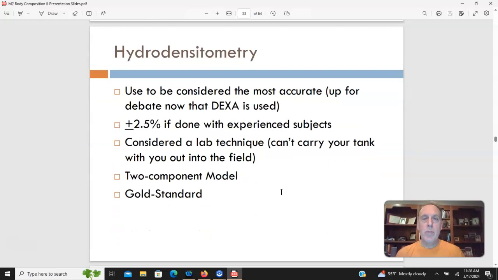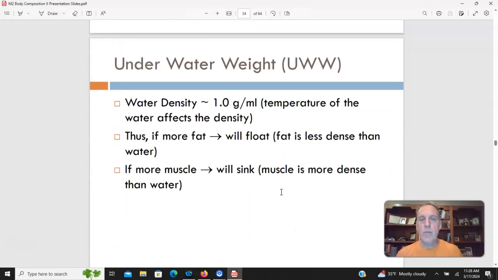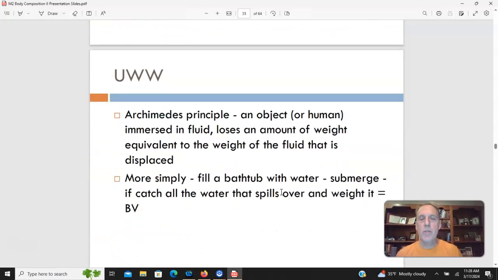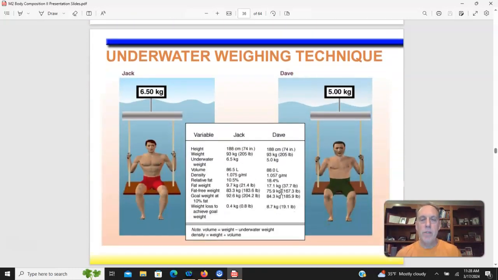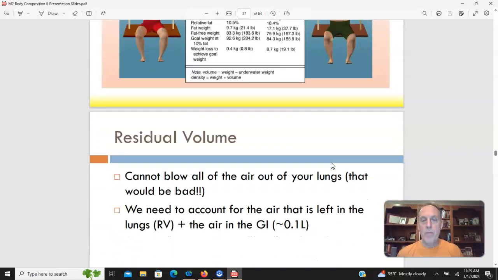If we look at this, and I don't want to spend too much time because we're not going to get into it in this class, but when you look at hydrodensitometry, it's hydrostatic weighing essentially, where you are talking about displacement of water. And with underwater weighing itself, I'm going to use the side-by-side example here of these two gentlemen. You can see the different body types in terms of how much water they displace. You have a measure in terms of Jack versus Dave, how much they weigh underwater, because one is more dense because he has more muscle and the other has more fat, so he's more buoyant. And that's really what this comes down to.